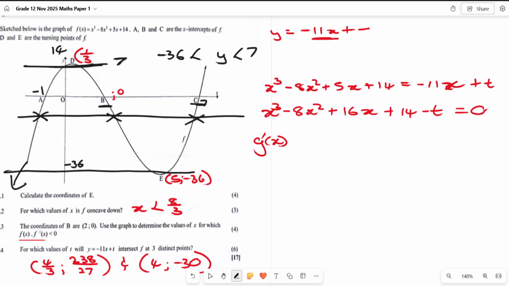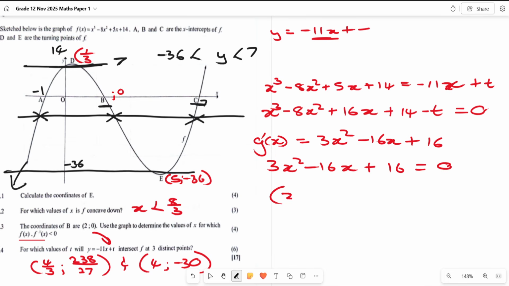Now let's find its derivative. Now the derivative is going to be, watch this, 3x squared minus 16x plus 16. Now we just have to factorize, because remember, the derivative has to be equal to 0 because it's a stationary point. Okay, so we have to assume that this line is a tangent. Okay, so we need to equate the derivative to 0. So 3x squared minus 16x plus 16 is equal to 0. You see, we are back to the place where we were.